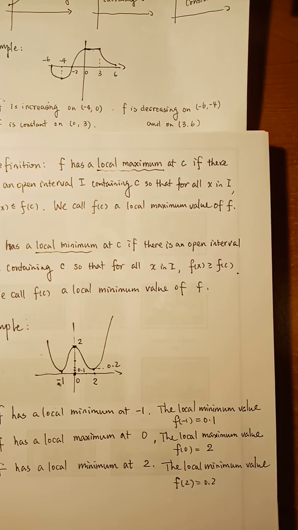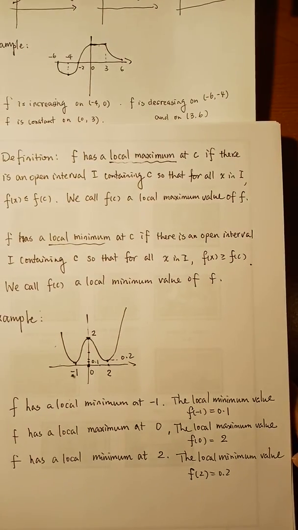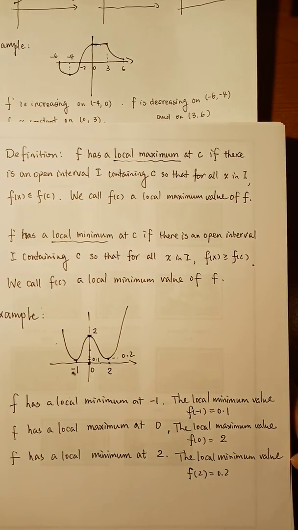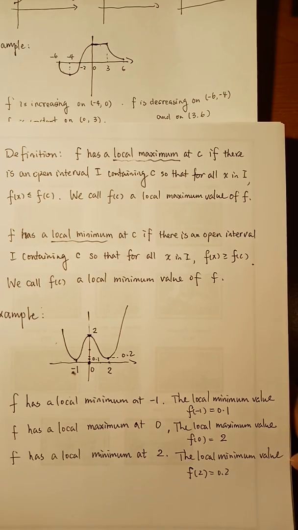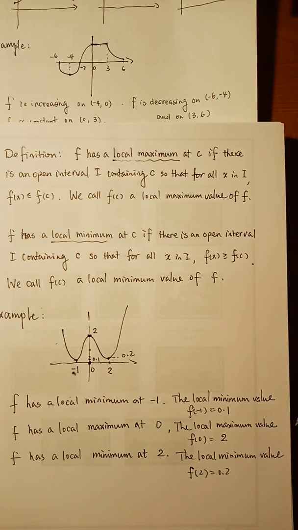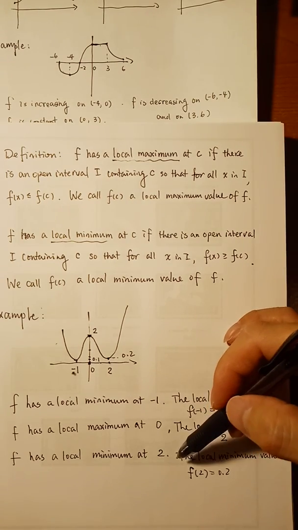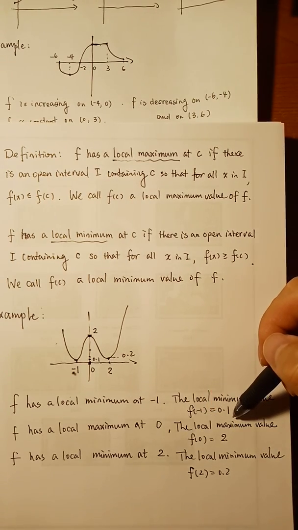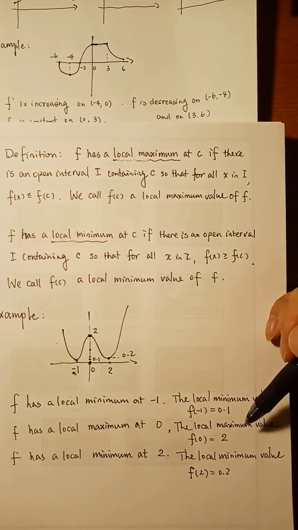Okay, so these are the local maximum or minimum values. So they are the evaluation, they are the y values. They happen at x coordinates. The values are the y coordinates. Okay?